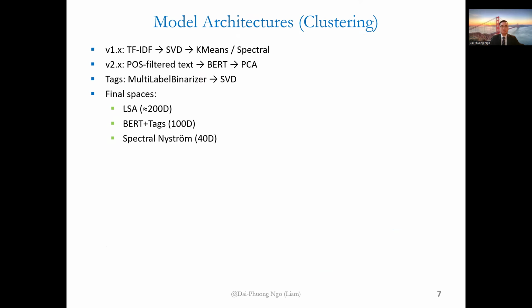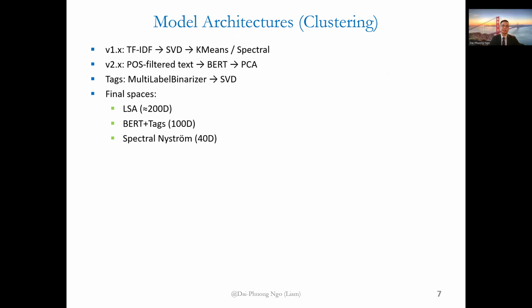From an architectural standpoint, clustering models evolve in 2 phases. In the V1X line, questions are represented using TF-IDF, optionally combined with tag features, and reduced via truncated SVD into an LSA space. Clustering is then performed either with KMeans or spectral clustering on that linear embedding.